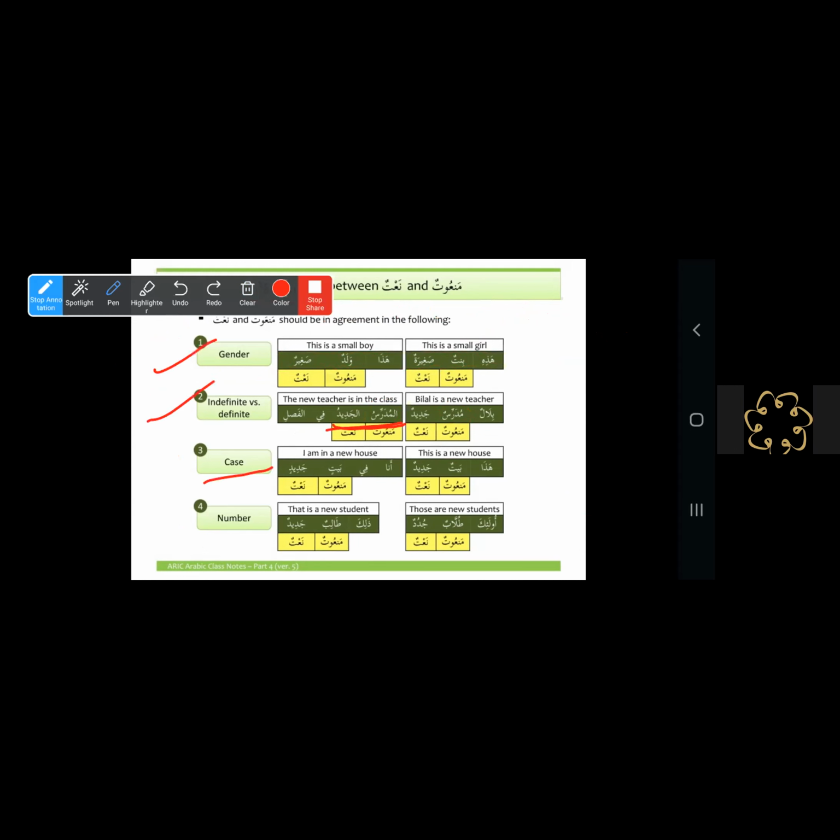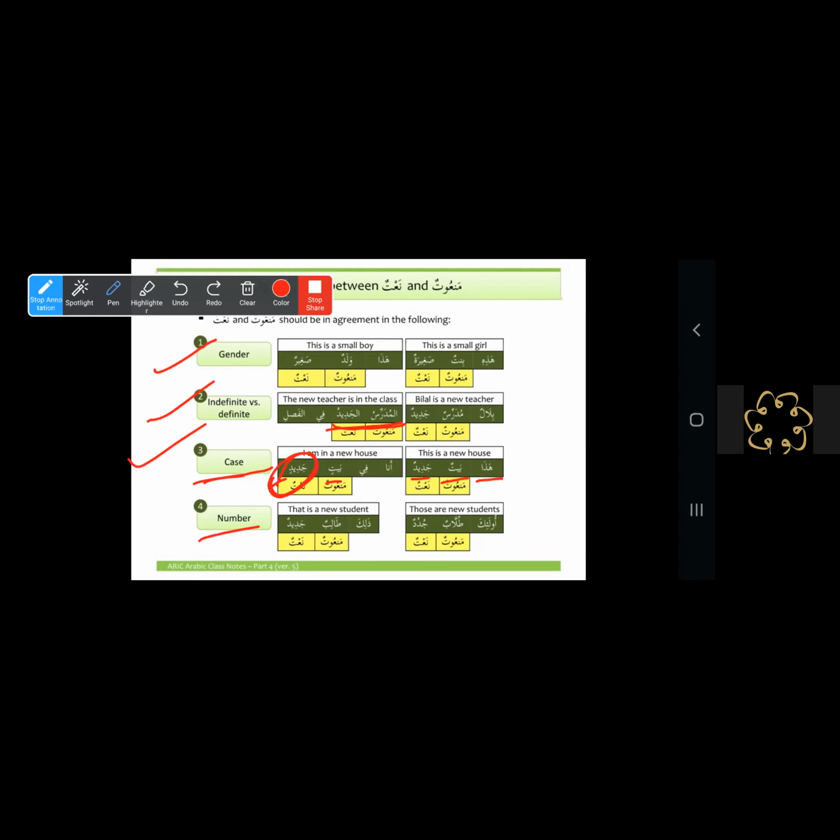These two things. Now, case. What is case? Case ending, يعني notation. فتحة كسرة ضمة. هذا بيت جديد. I can't say جديدا or جديد. أنا في بيت. I'm in the house. جديد. تمام. So the adjective has to follow its noun in case as well.